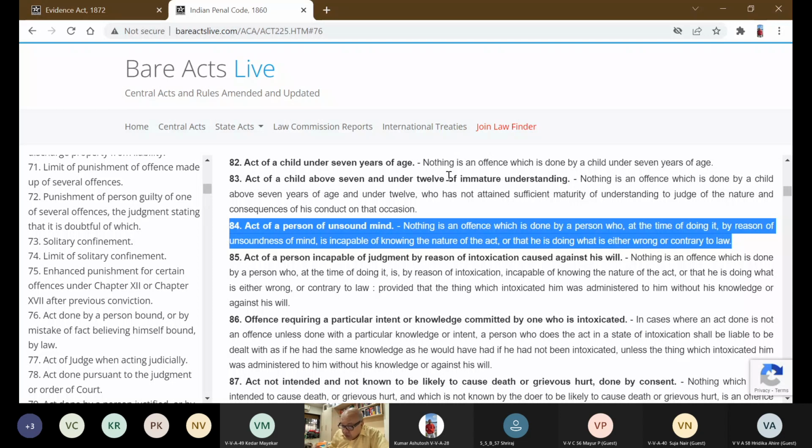Okay, there are also a narco analysis test, brain mapping test. So you know this, all you have learned. Nowadays scientific tests are used when a person is not telling the truth. Of course, they come within the mischief of Article 20 sub clause 3 of the Constitution. You cannot compel the person to go for a narco analysis or brain mapping test.